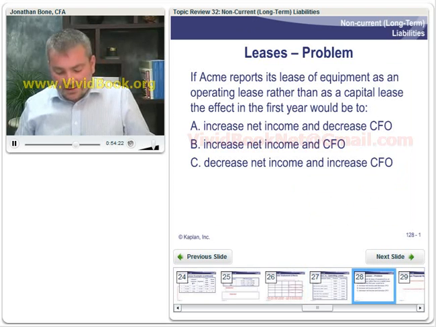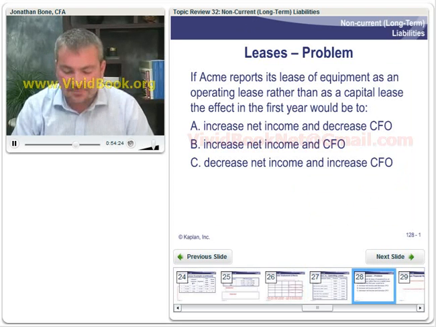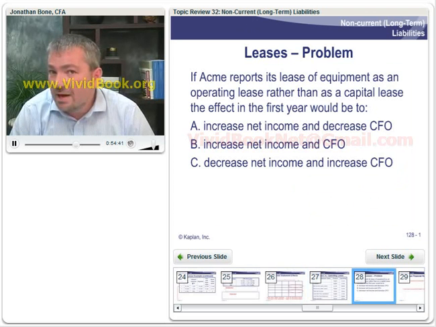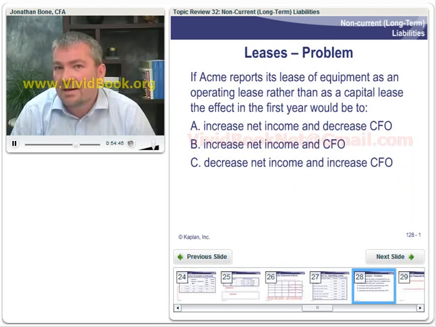Right, we've got a little lease problem to have a look at. If Acme reports its lease of equipment as an operating lease rather than a capital lease, the effect in the first year would be what? Okay, so we're treating it as an operating lease. It would increase net income, true, because net income is lower in the earlier years of a capital lease. So if we treat it as an operating lease, we'd have higher net income.